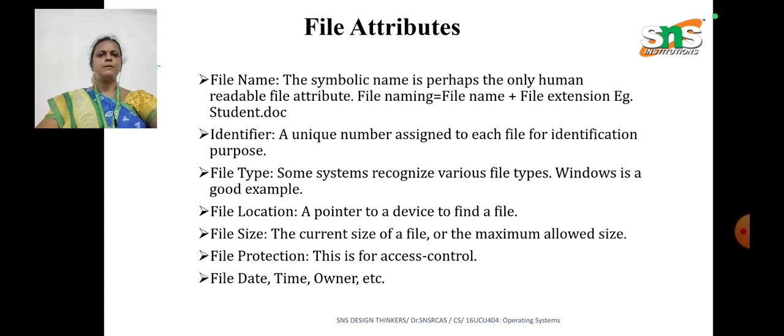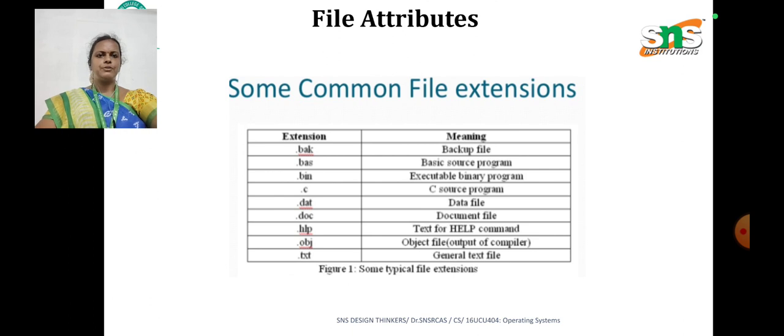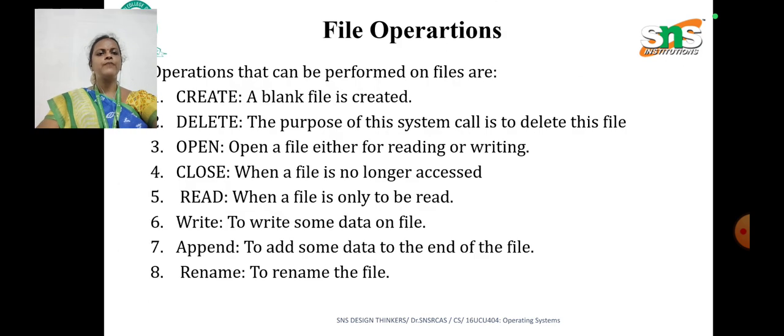Identifier, a unique number assigned to each file for identification purpose. File type. Some systems recognize file types. Windows is a good example for recognizing the file type. File location, a pointer to a device to find the file. File size, the current size of the file or maximum allowed size. File protection, this is for access control, file access control. Some of the file extensions are given here for backup file, object file, general text file, and likewise.